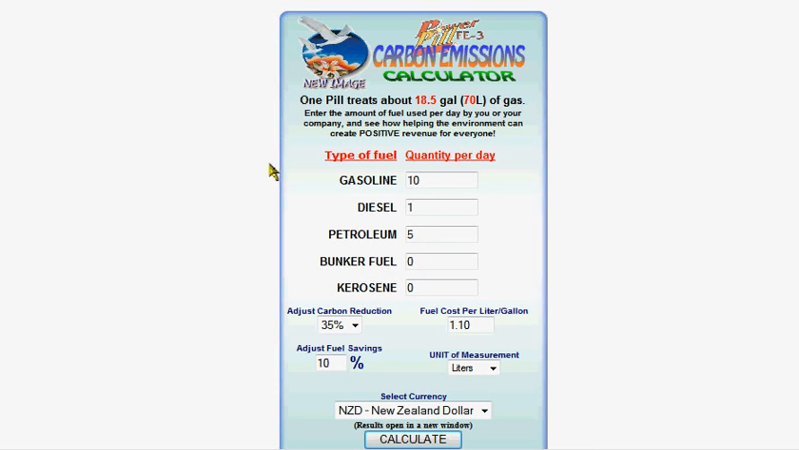Hello, today I would like to show you a UBiee PowerPill, the carbon emission calculator, and what this will mean is it will calculate the type of fuel, the quantity that you use per day, and it will adjust it to the terms by using the UBiee PowerPill. So one pill is approximately good for 18.5 gallons or 70 liters of gas.